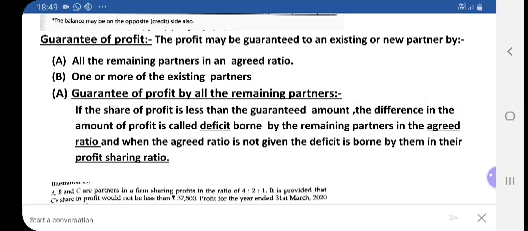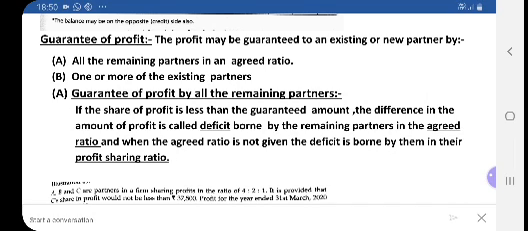Let us discuss the first case, when guarantee of profit is given by all the remaining partners. If the share of profit is less than the guaranteed amount, the difference in the amount of profit is called deficit, borne by the remaining partners in the agreed ratio, or when the agreed ratio is not given, then the deficit is borne by them in their profit sharing ratio. I am just explaining you what exactly is the amount.